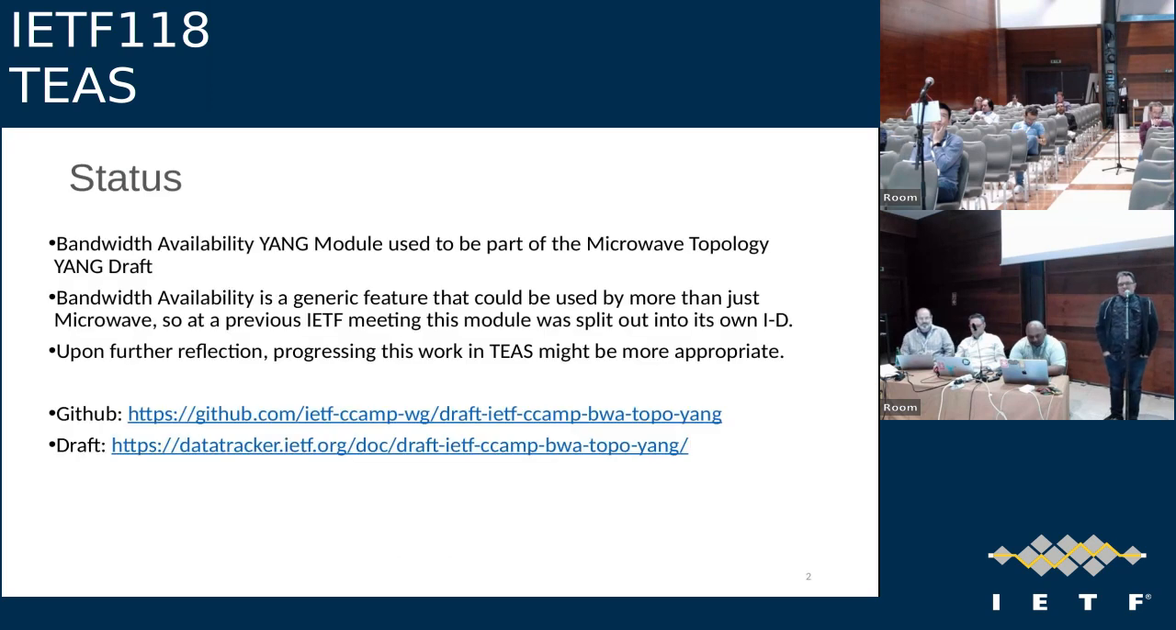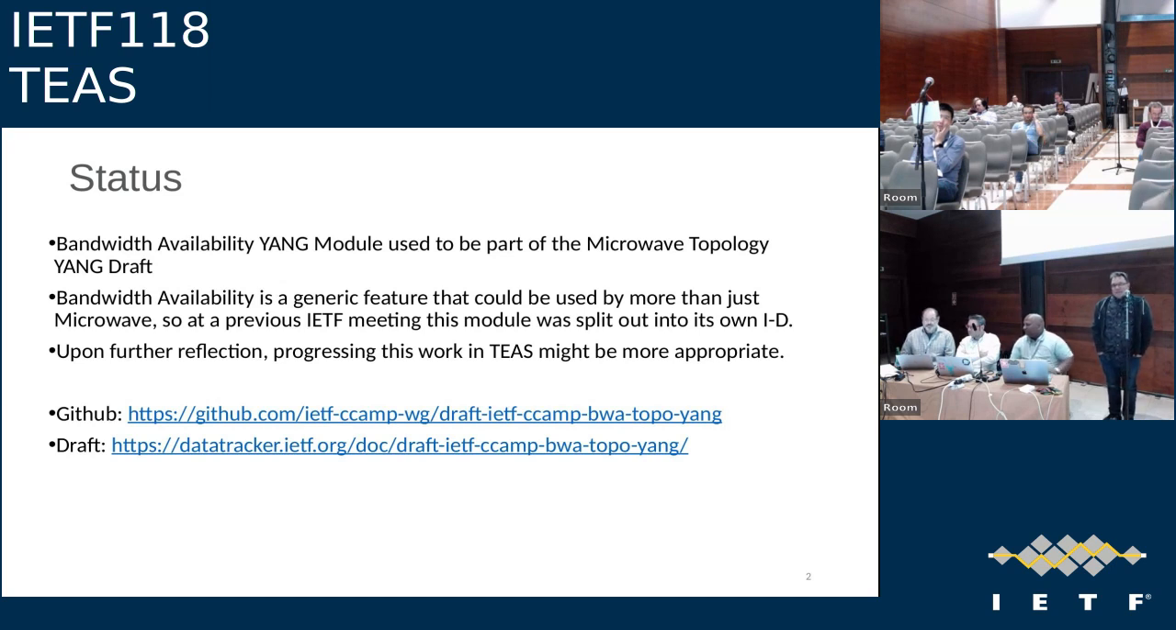The short story here is that we had a draft in CCAMP that was for microwave topology. And in that draft, we had three separate modules. And two of the modules were not directly related to microwave. They were more generic in their scope. So in order to move the topology draft faster, we took that generic work out and have created these two other modules. This was bandwidth availability, which is the one I'm presenting here in TEAS. And there was interface reference that I presented in Ops Area, I don't know, it was 6 months ago, as far as I can tell. But anyway, it's been a long week.